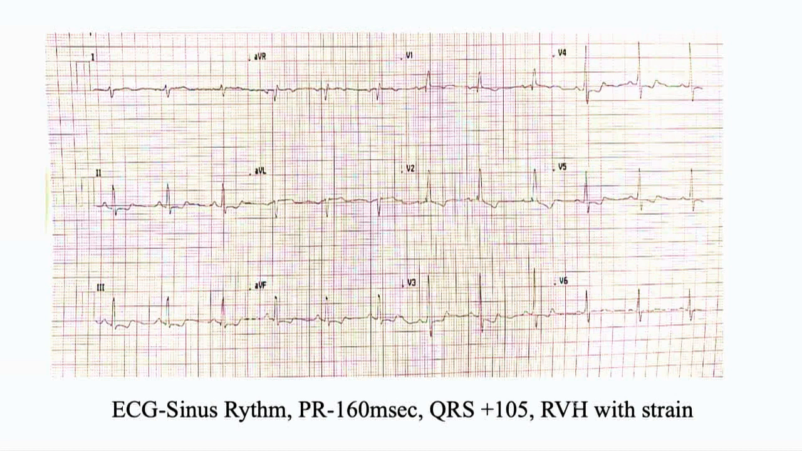This is the ECG showing a sinus rhythm with PR interval of 160 milliseconds, a right axis deviation with around 105, and an RVH with strain pattern, which is seen specifically in V1 and V2 leads.